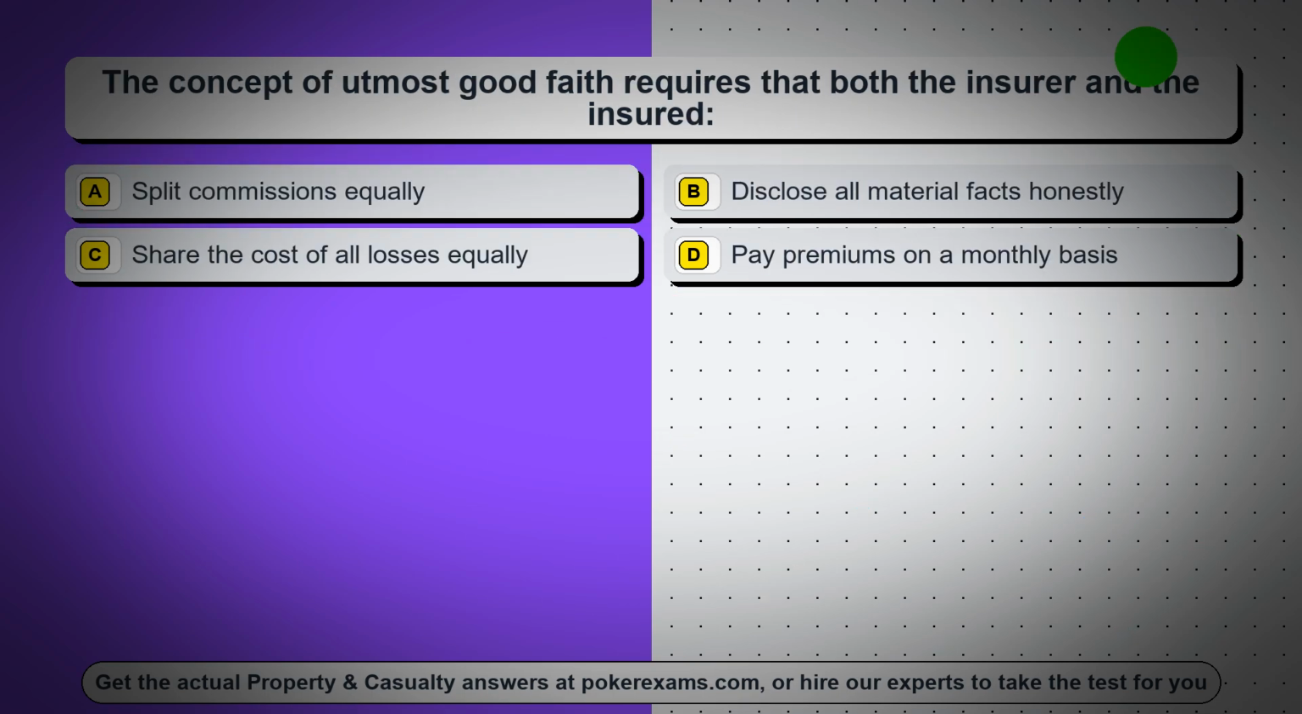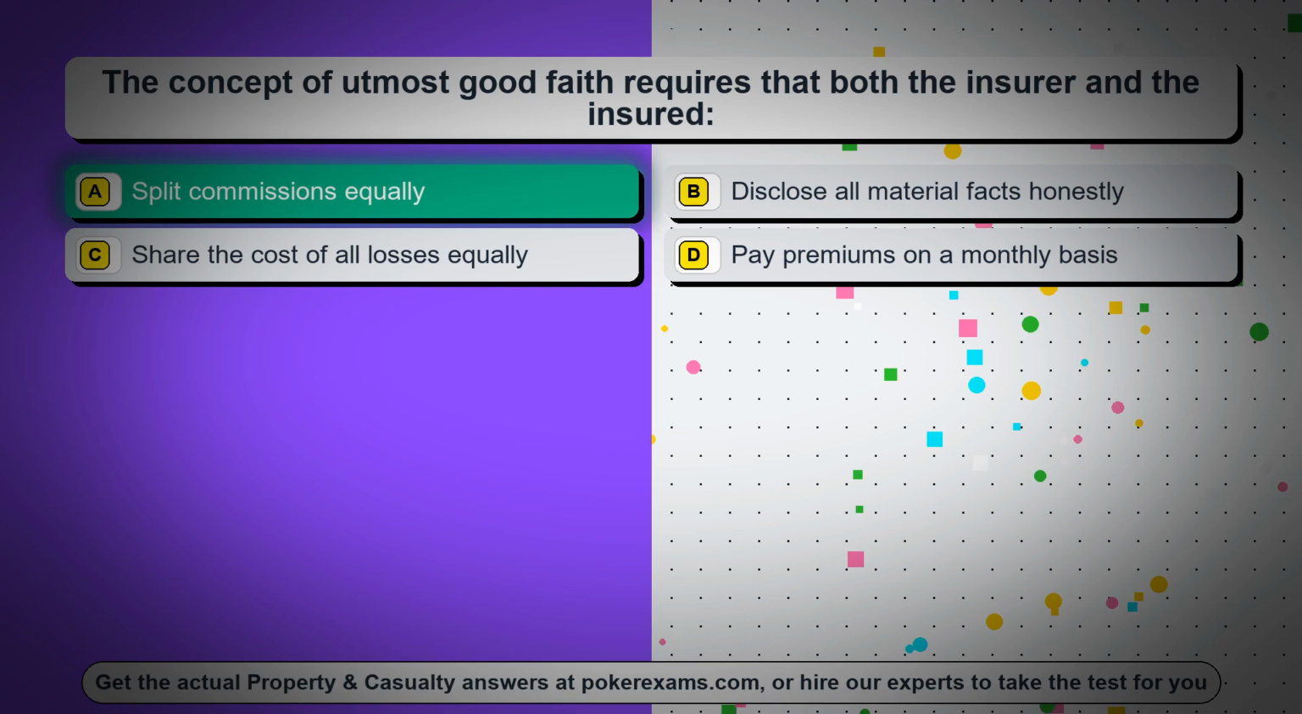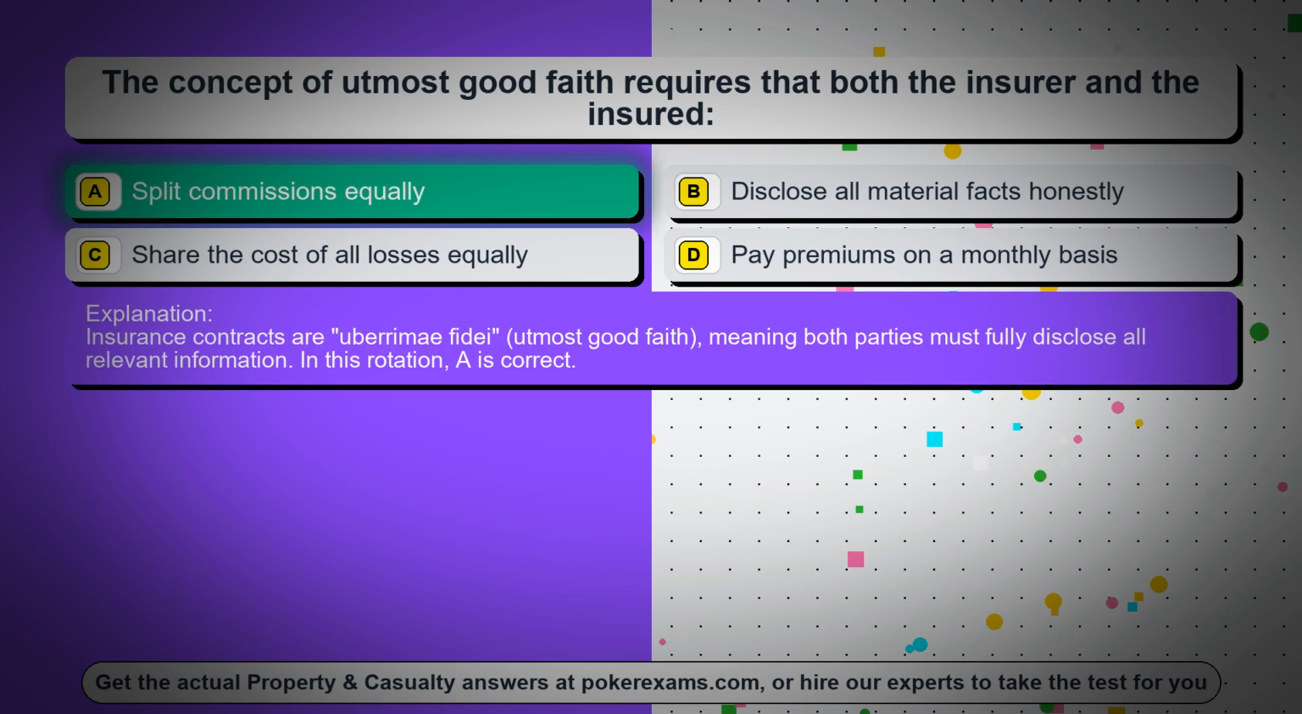Question 77. The concept of utmost good faith requires that both the insurer and the insured: Option A. Split commissions equally. Option B. Disclose all material facts honestly. Option C. Share the cost of all losses equally. Option D. Pay premiums on a monthly basis. The correct answer is option A. Split commissions equally. Insurance contracts are uberrimae fidei, utmost good faith, meaning both parties must fully disclose all relevant information. In this rotation, A is correct.